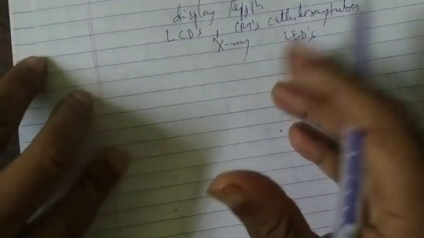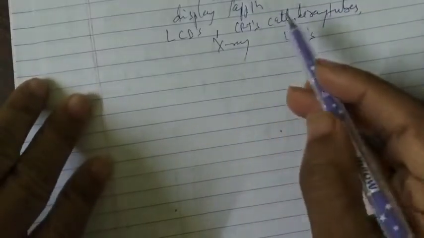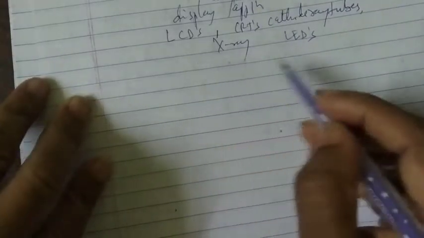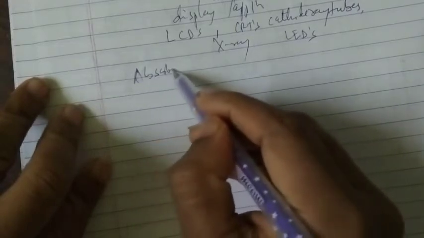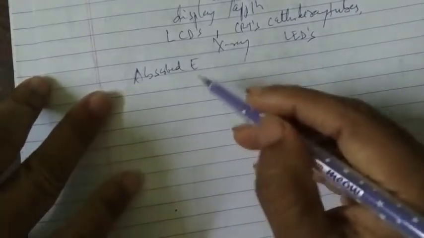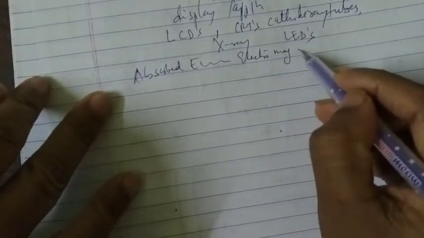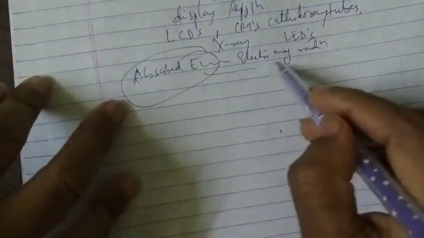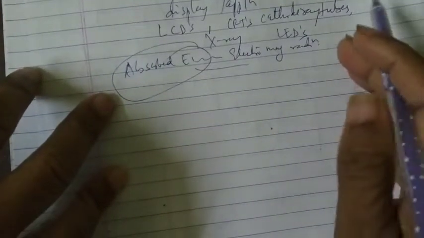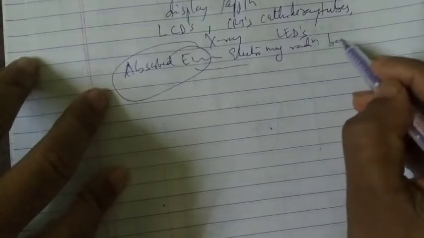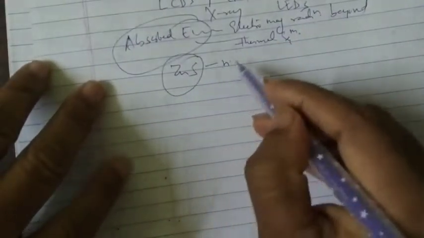An inorganic phosphor is a material which converts the absorbed energy to electromagnetic radiation. This is important. Inorganic phosphors absorb energy and convert it to electromagnetic radiation beyond thermal equilibrium. The best example is zinc sulfide, a natural phosphor.